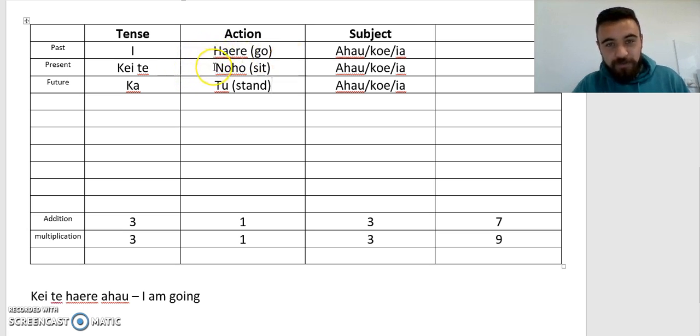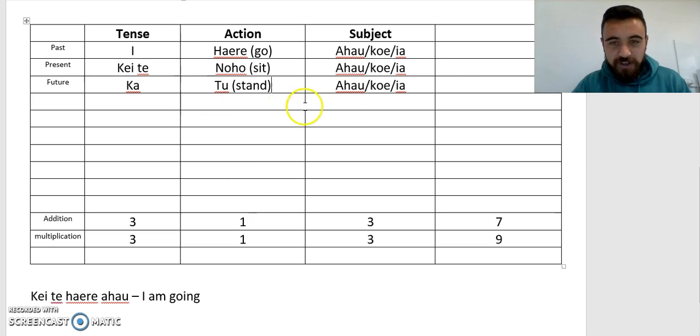So the next one we can put noho. I noho aho, I noho koe, I noho ia. Kei te noho aho, kei te noho koe, kei te noho ia. Ka noho aho, ka noho koe, ka noho ia. Tu. I tu au, I tu aho, I tu koe, I tu ia. Kei te tu au, kei te tu koe, kei te tu ia. Ka tu aho, ka tu koe, ka tu ia.